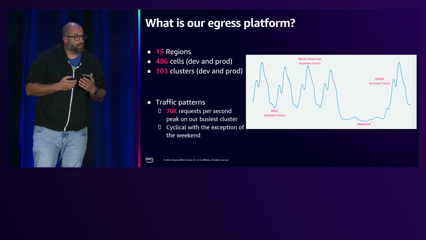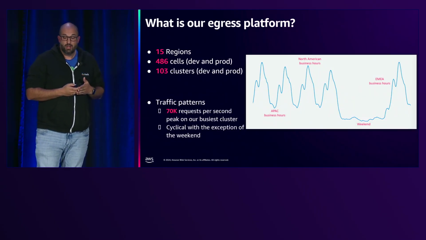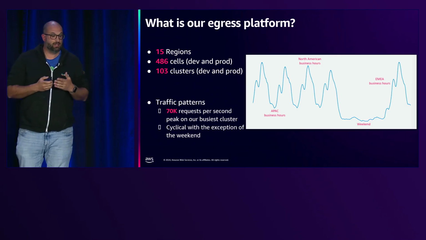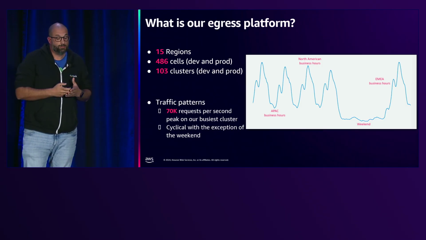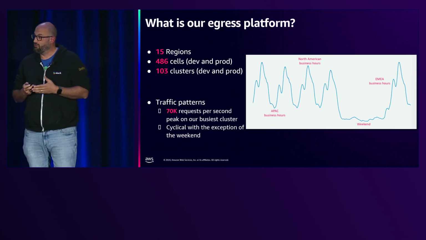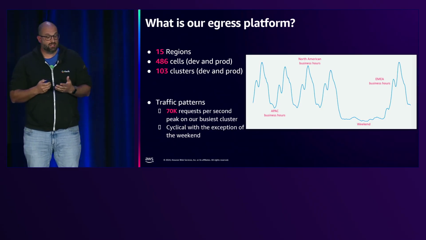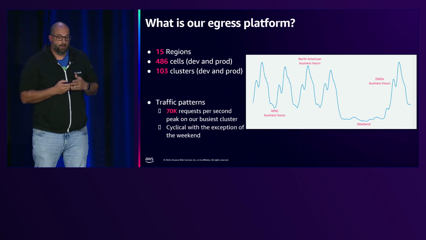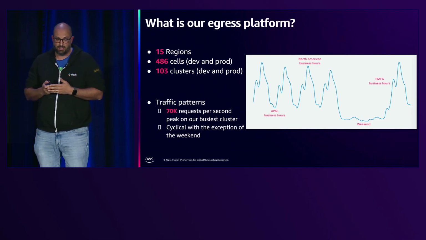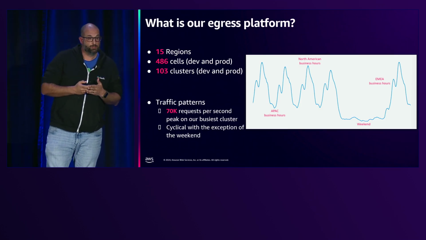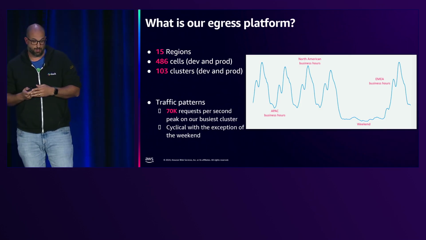Our egress stack is currently deployed to 15 regions. Across those 15 regions, we have 486 isolated egress cells. We then group those cells together to form 103 clusters across both dev and prod. Our busiest cluster in US East 1 peaks at around 70,000 requests per second, and as you can see here, our traffic pattern is extremely predictable during the week and then drastically drops over the weekend.